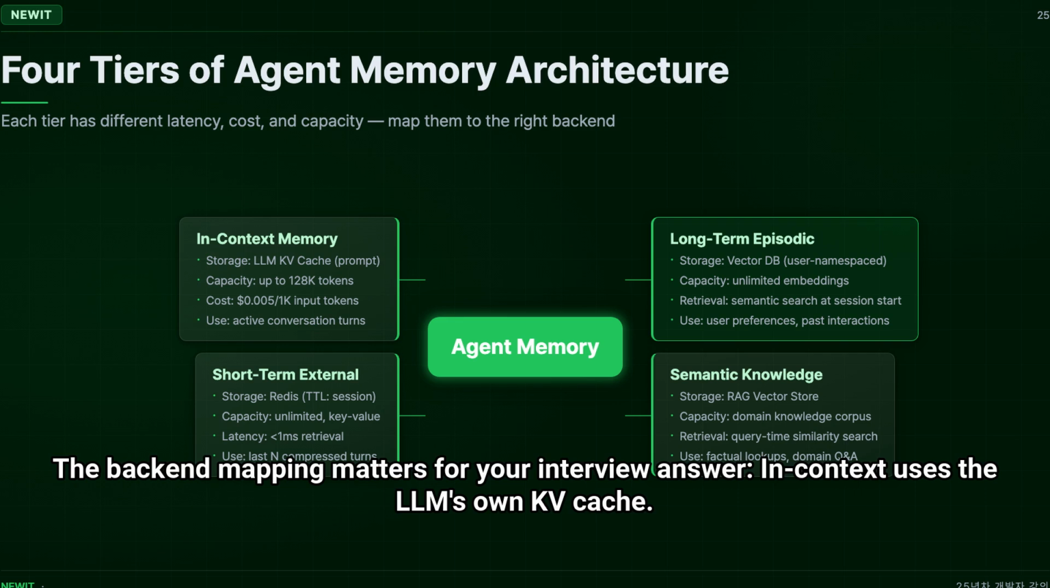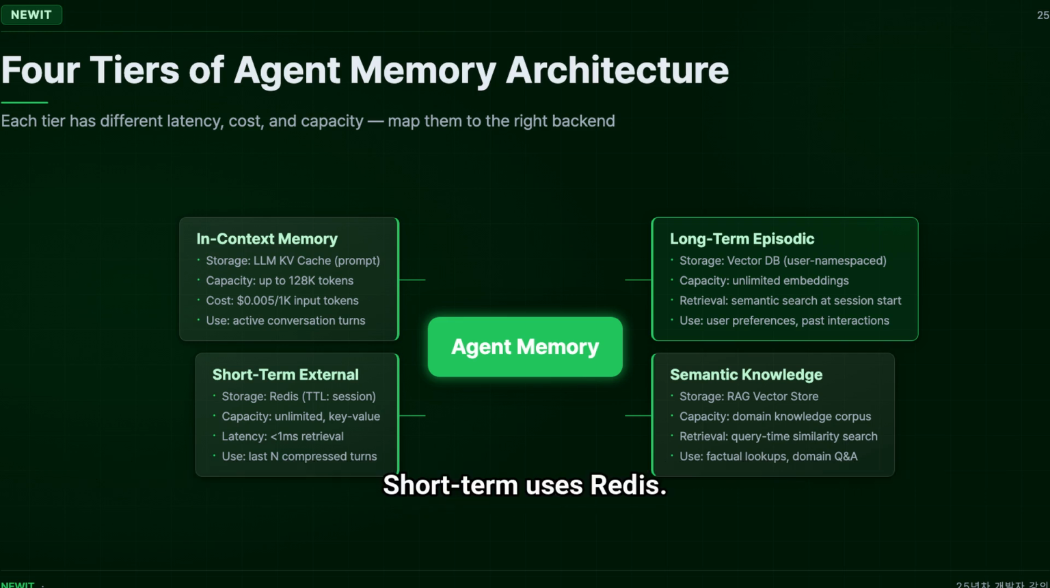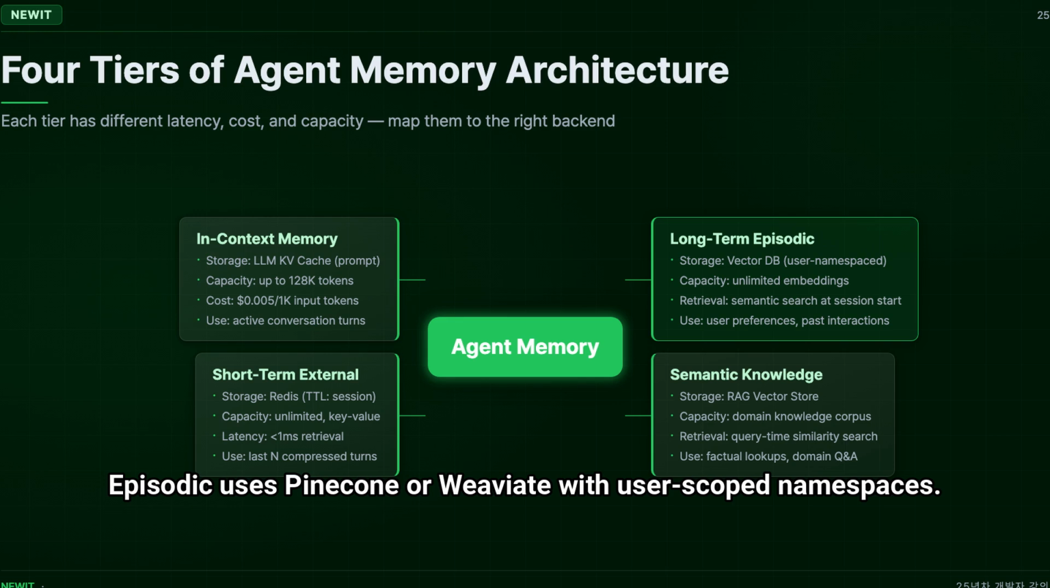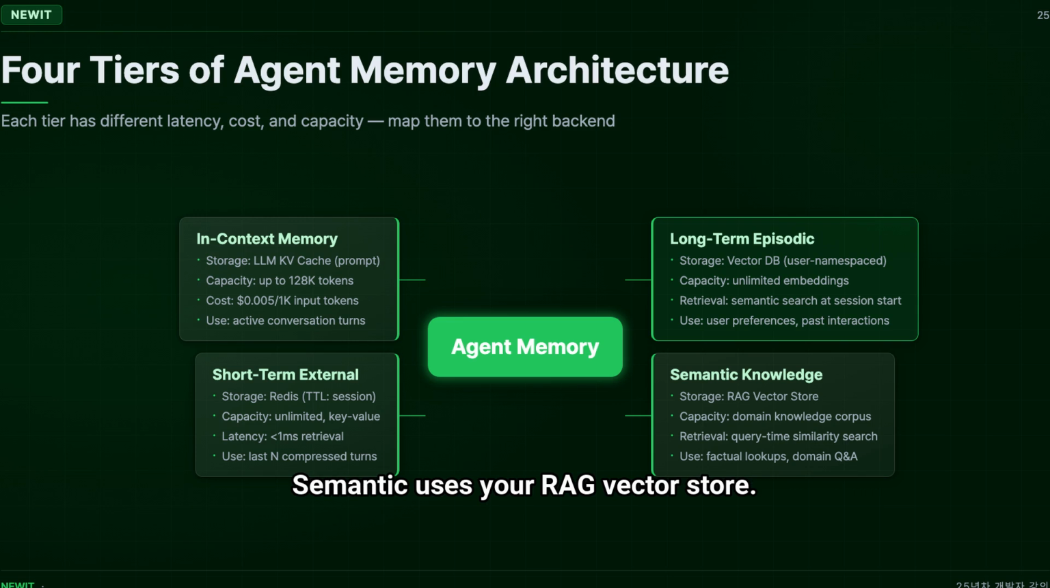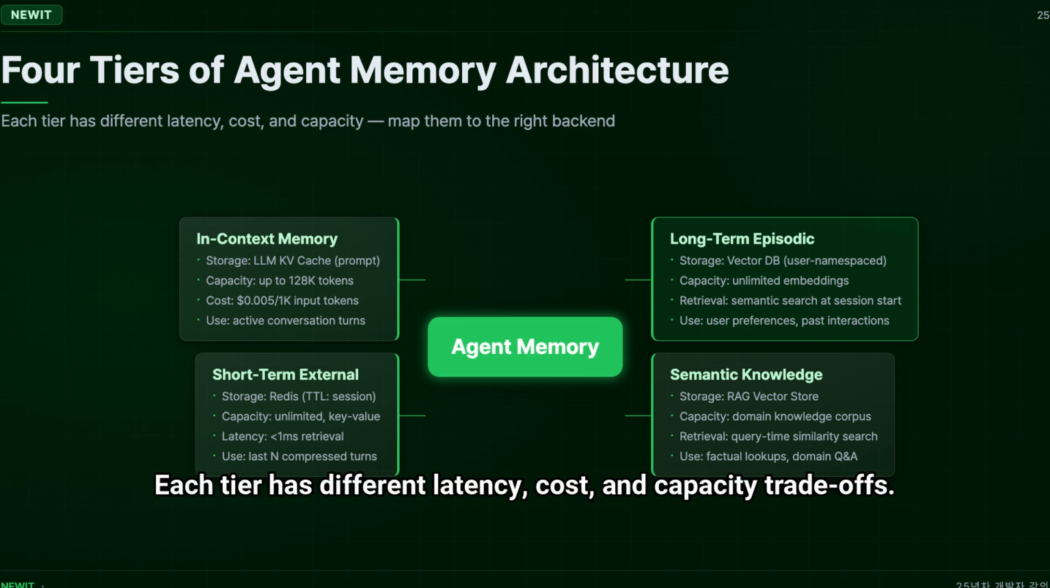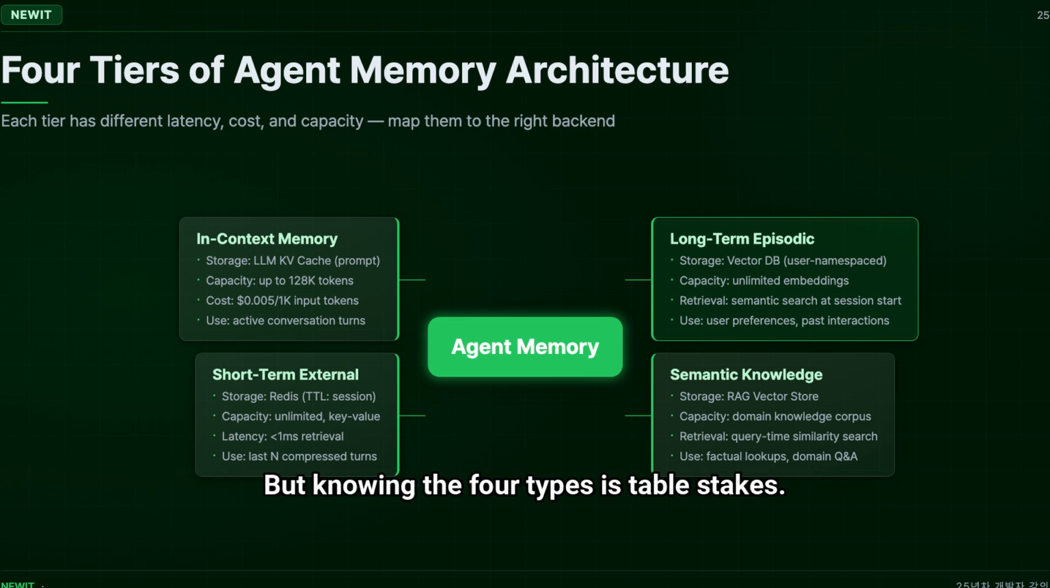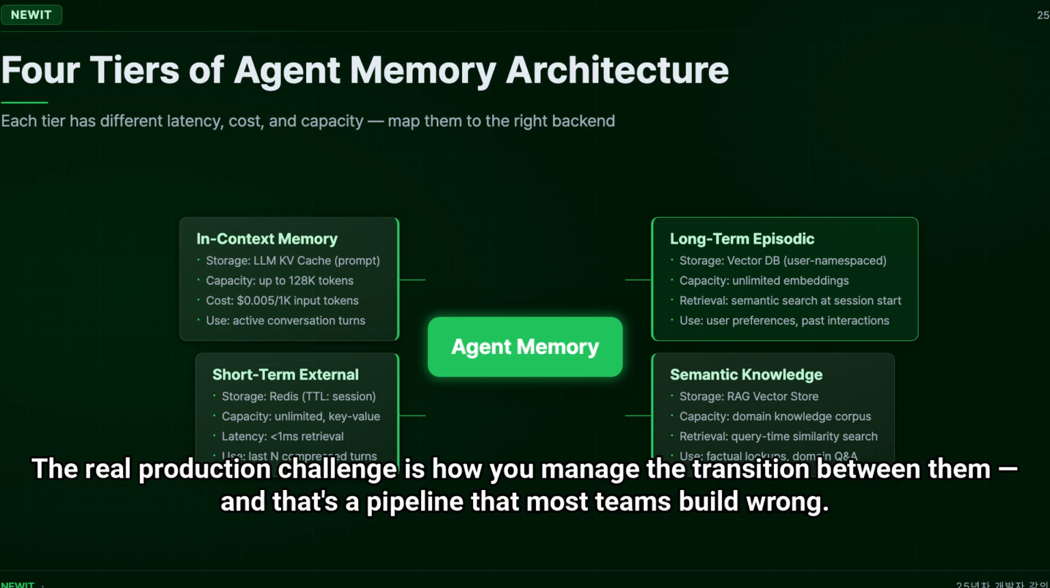The backend mapping matters for your interview. In-context uses the LLM's own KV cache. Short-term uses Redis. Episodic uses Pinecone or Weaviate with user-scoped namespaces. Semantic uses your RAG vector store. Each tier has different latency, cost, and capacity trade-offs. But knowing the 4 types is table stakes. The real production challenge is how you manage the transition between them. And that's a pipeline that most teams build wrong.